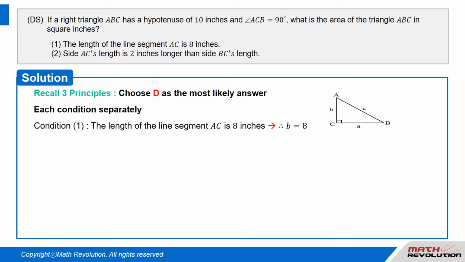Let's take a look at each condition. Remember, you don't have to do this work on the actual exam if you are stuck. Simply pick the answer D and move on to the next question.